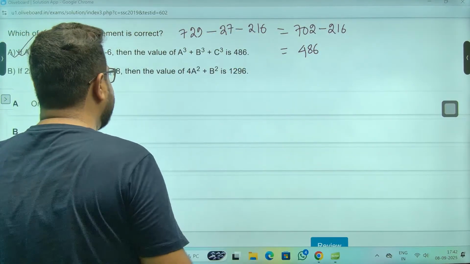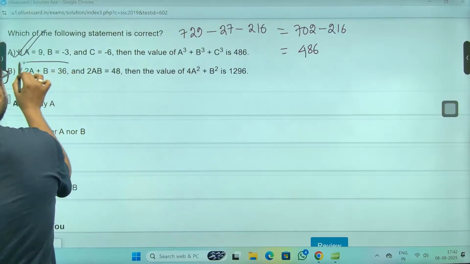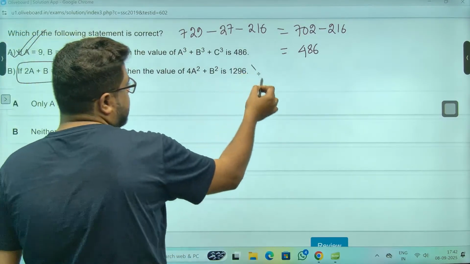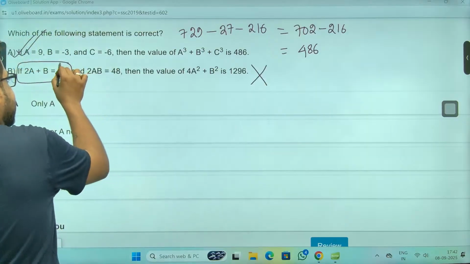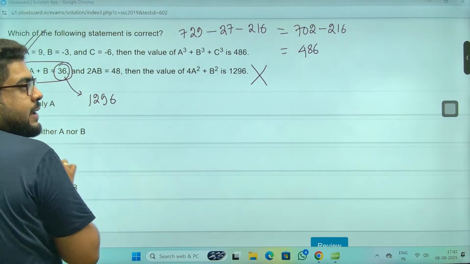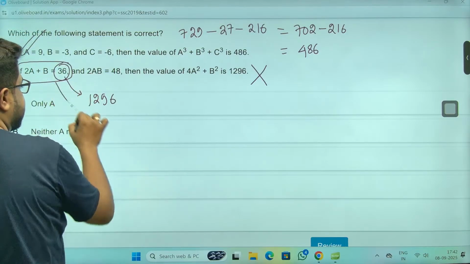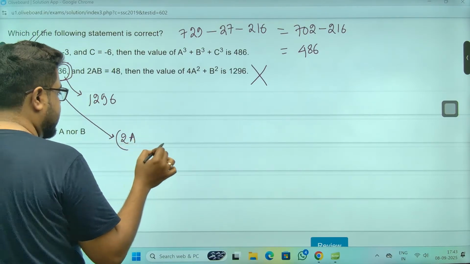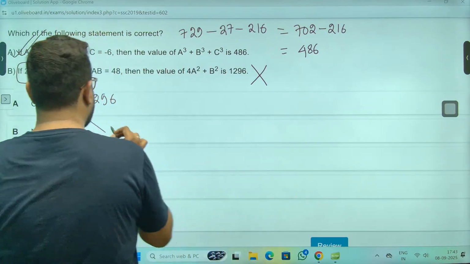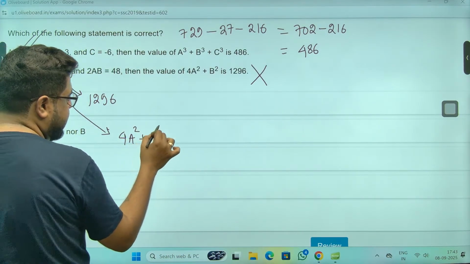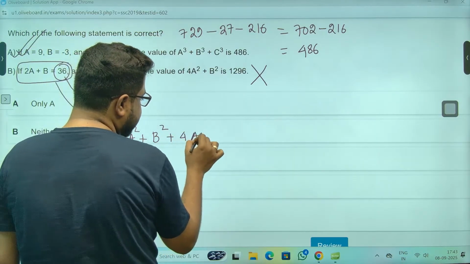Definitely. Second one. 2a plus b is this. 2ab is this. Sir, this is incorrect. We don't need to do it. Why? Sir, 36 square itself is 1296. And if you do whole square in this, it will become 2a whole square. Or rather, I'm just writing it directly. This is 4a square, a square plus b square plus 2ab, meaning 4ab.